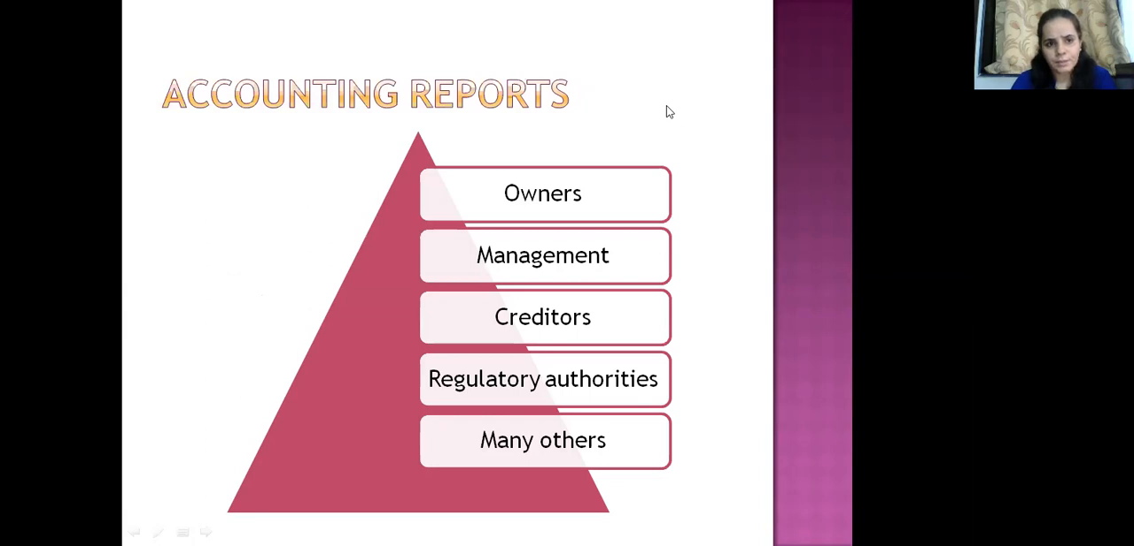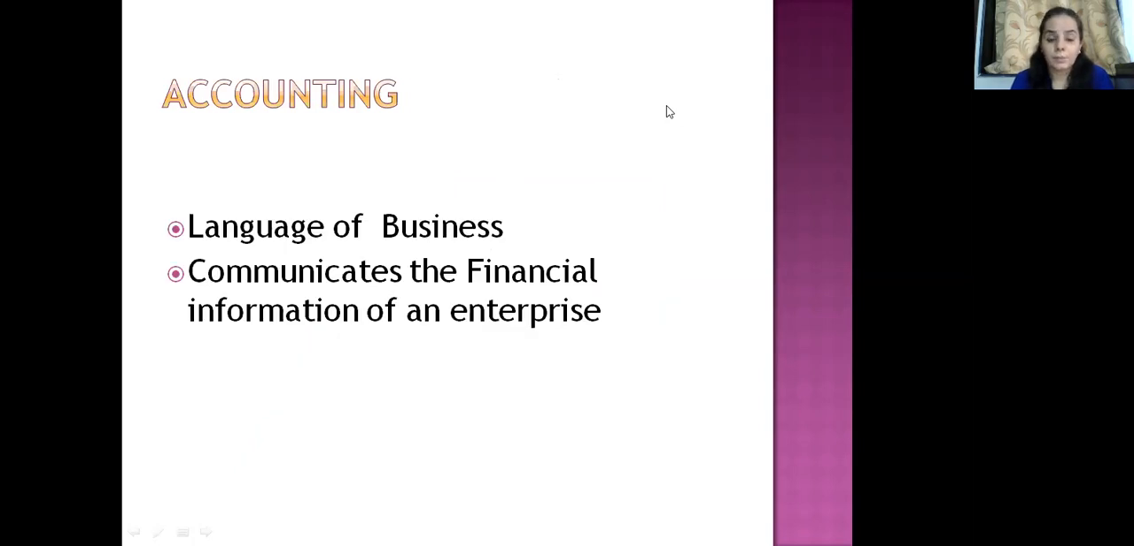Student, as you know, accounting reports, which consist of financial statements, that is the revenue statement and balance sheet, are used by different users like owners, management, creditors, regulatory authorities, and many others. The purpose of using them is different for each one. Owners may use them to know the profits, management may use them for managing the business, and so on. Now, student, you must be clear about one thing: accounting is a language of business which communicates the financial information of the enterprise. It means whatever is happening in the business is to be communicated to the users. This is the purpose of accounting.